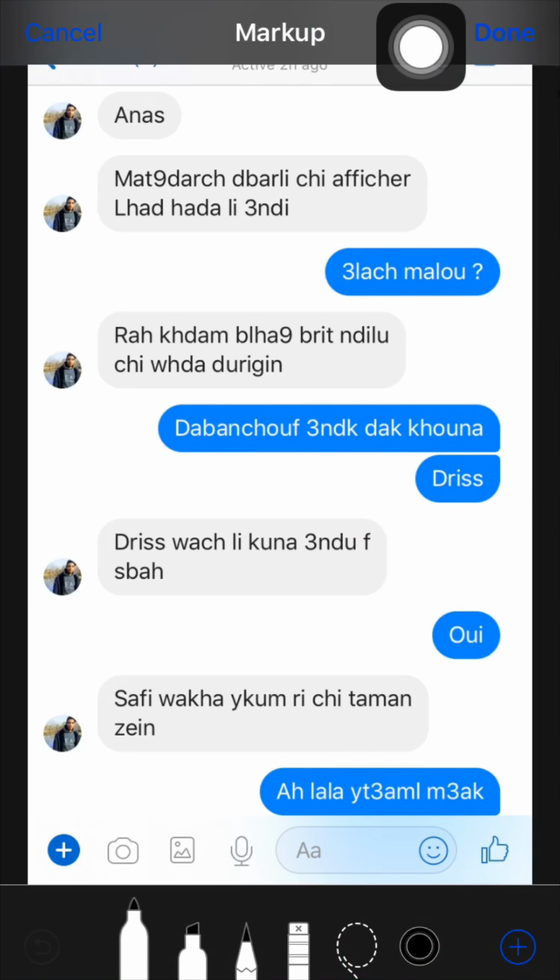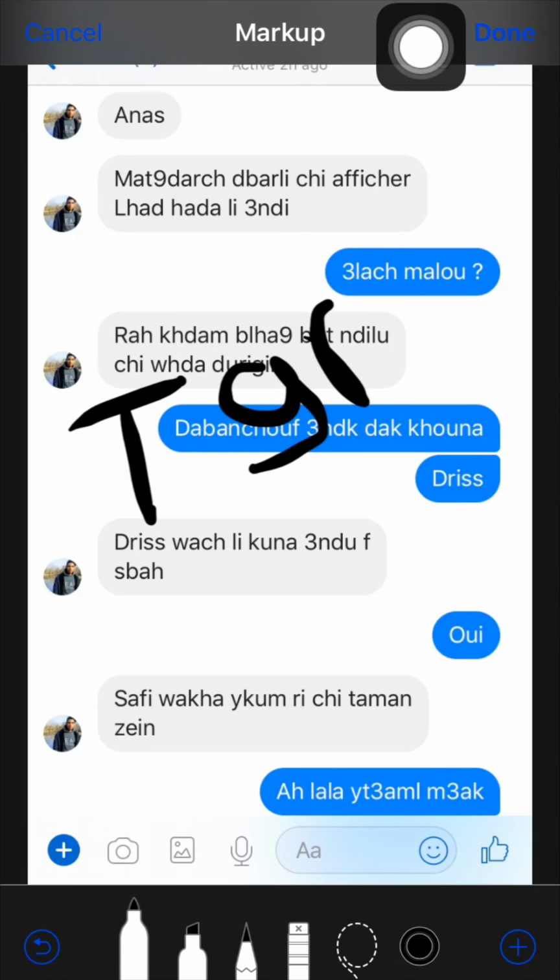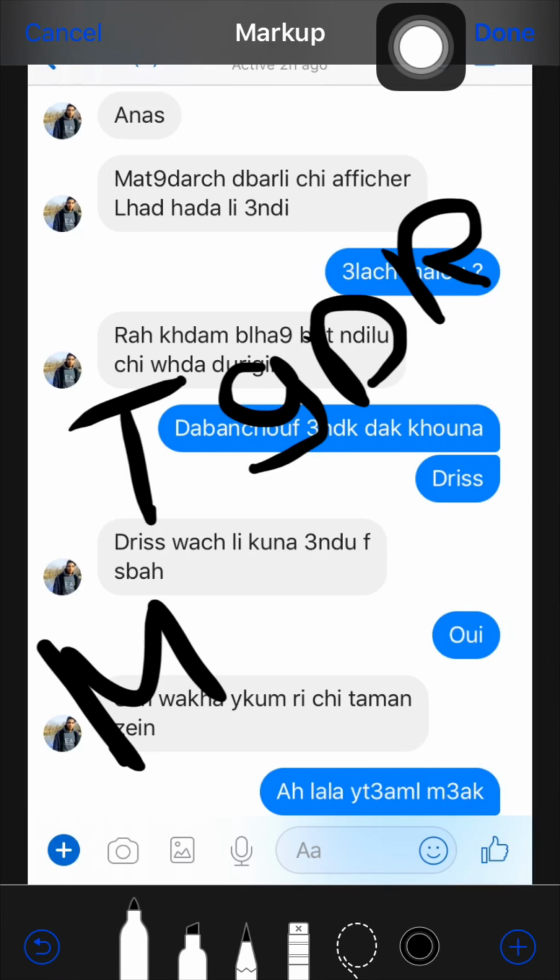Here, as you see, he said Anas, and then he said ما تقدرش. ما تقدرش is a verb تقدر in negative tense. So to make a verb negative, as you saw earlier, you just add ma plus verb, and at the end you add ch.